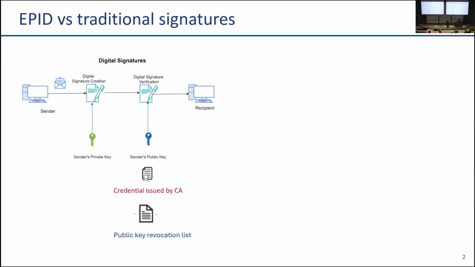Okay, first things first. Digital signature, everybody is familiar with, I believe. For digital signature, we have a signer and a verifier. The signer uses the signer's private key, and the verifier uses the signer's public key, together with the signer's certificate, which we also call the credential, issued by a certificate authority. If you want to add revocation properties, you use a public key revocation list.